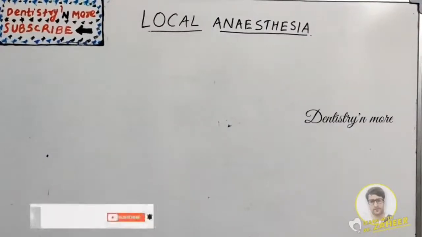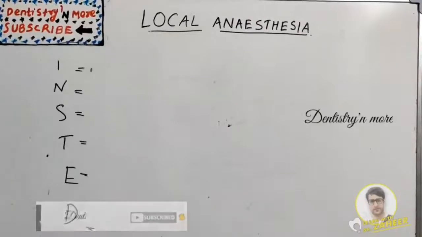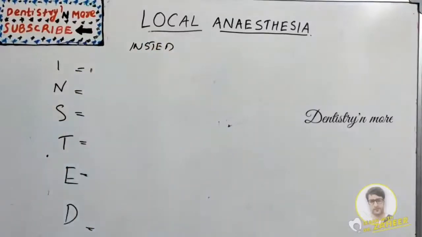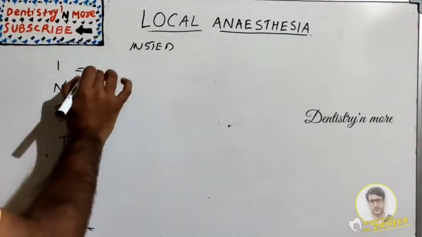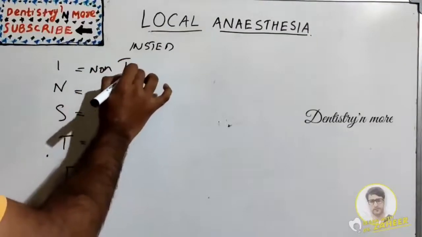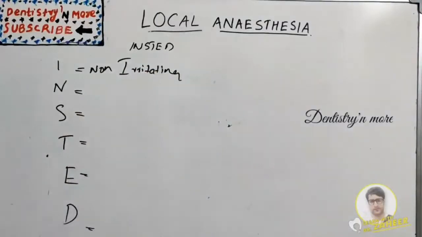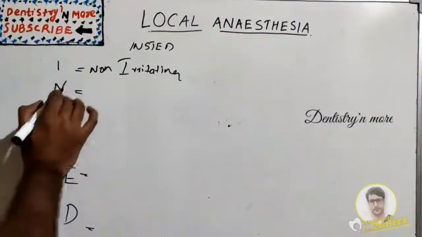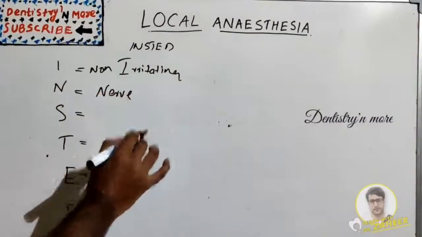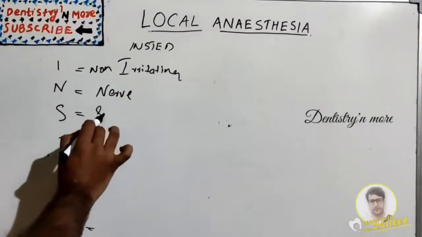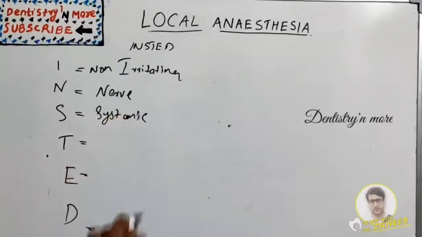So what are the properties of local anesthesia? The properties we have, firstly, non-irritating, because it should not be irritating to tissues to which it is applied. Then it is related to nerve. It should not cause any permanent alteration of the nerve structure. Then the systemic effect should be very low, because anyway it is going to enter the blood circulation, so it should not create any systemic toxicity.